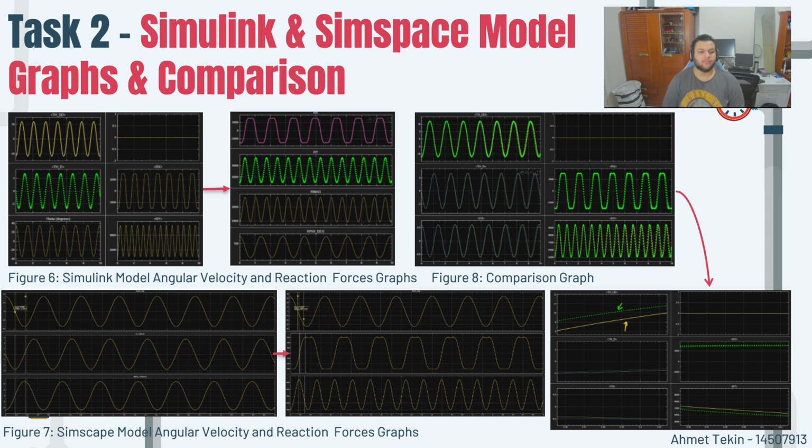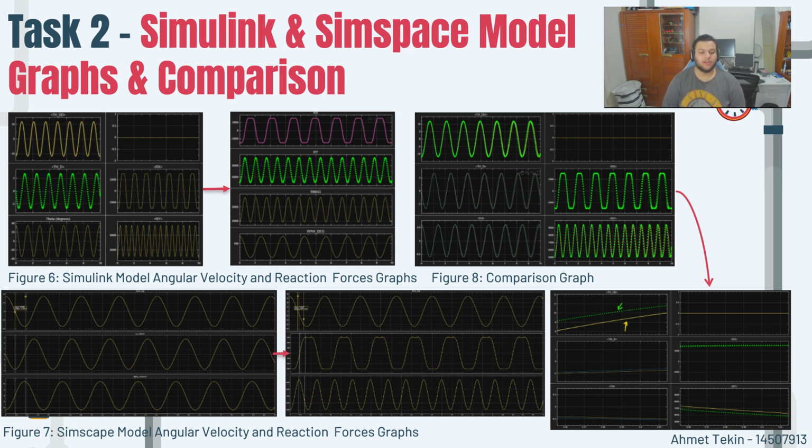The graph shows how the angular velocity and direction forces change over time. From the Simulink output, we observed a sharp initial response, followed by an oscillation going up and down. And in the Simscape model, the physical model showed smoother behavior.